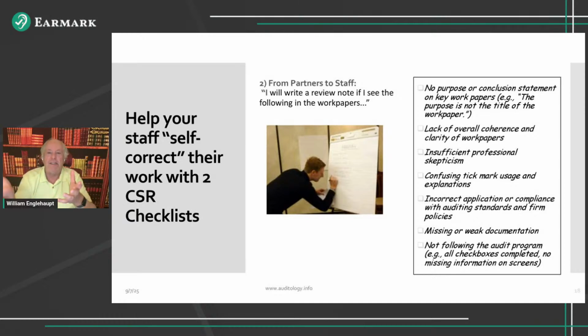But you see this a lot, right? A purpose or conclusion statement in the work papers. The phrase I hear a lot from partners is, the purpose of is not the title of the work paper. There's really a reason we're doing that. We should be clear about this. Understanding of the coherence or clarity, right? And you can define this further. I mean, some of these may be a little vague, but they can be defined a little bit more, right?